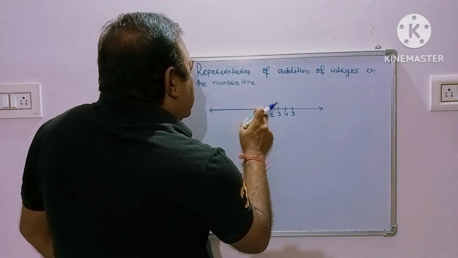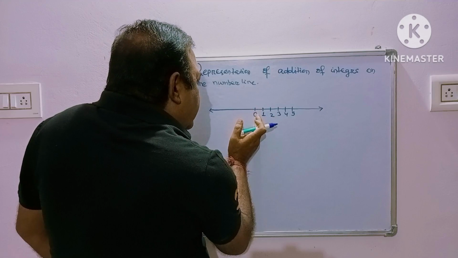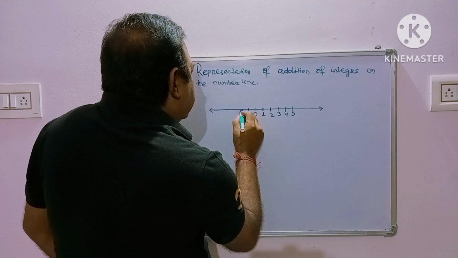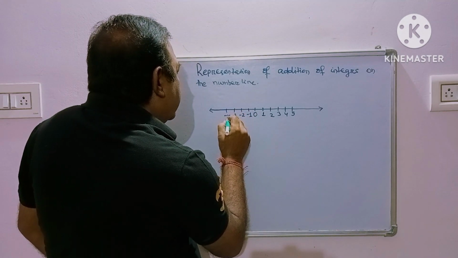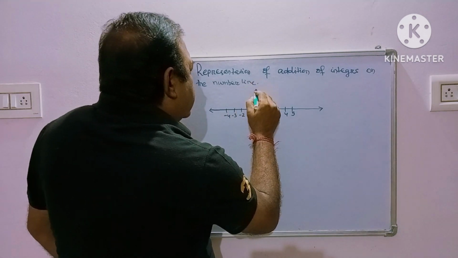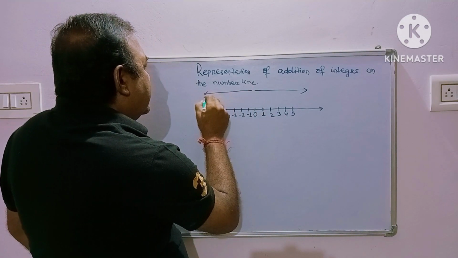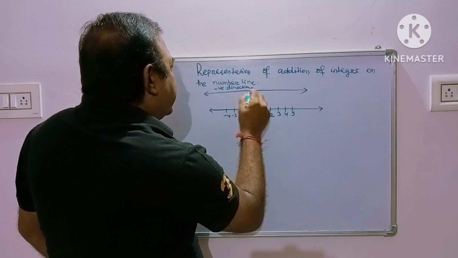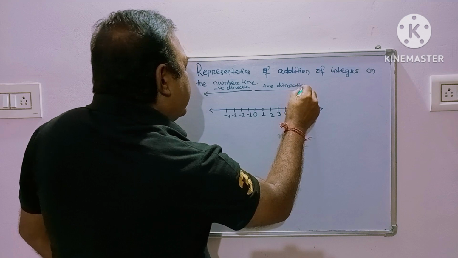From 0 to 1, maintain the same unit distance towards the left of 0. This is minus 1, this is minus 2, this is minus 3, this is minus 4, and so on. Already I have told you from 0 towards this side is the positive direction and towards this side is the negative direction.